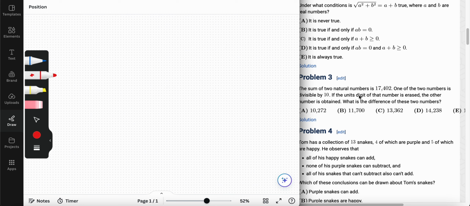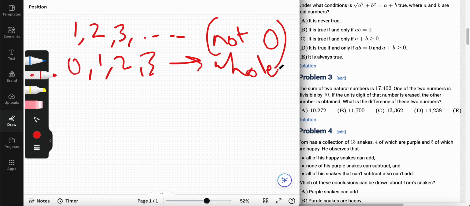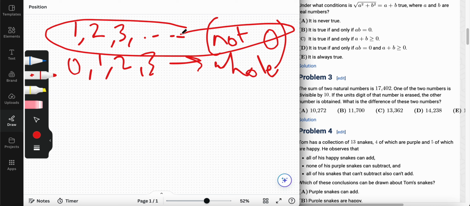Okay, let's move on to problem number 3. The sum of two natural numbers. First thing we notice is it's talking about natural numbers, which is 1, 2, 3, and so on. It's not including 0. If it was including 0, it would be whole numbers. If I were to do 0, 1, 2, 3, this is going to be whole numbers. And this is going to be natural numbers, which means we don't have 0.